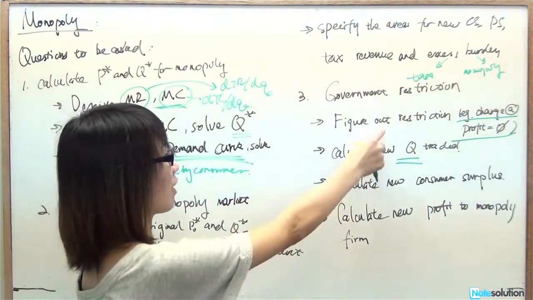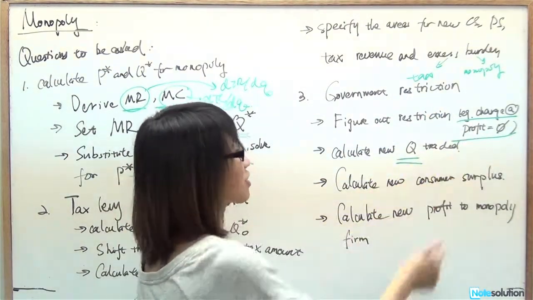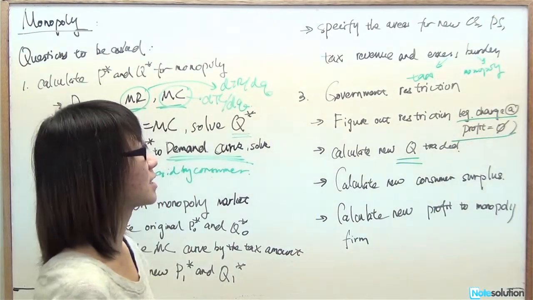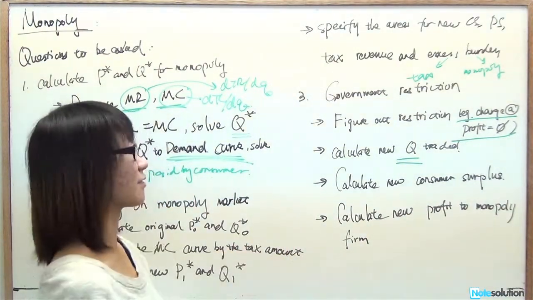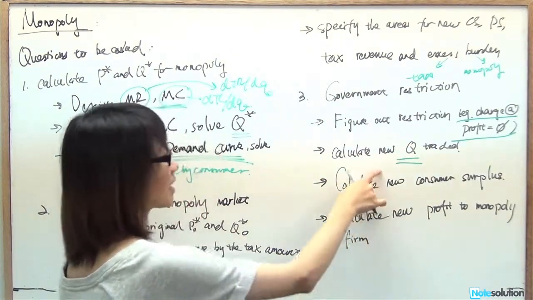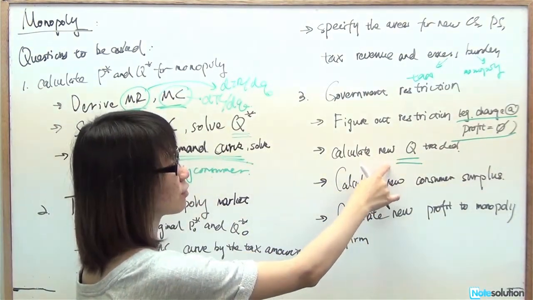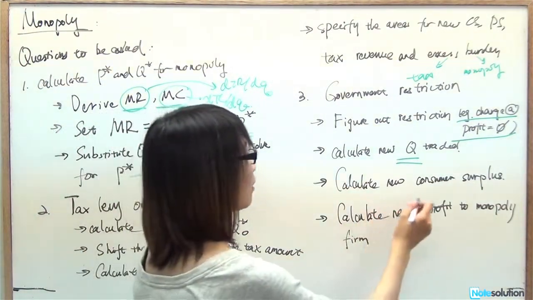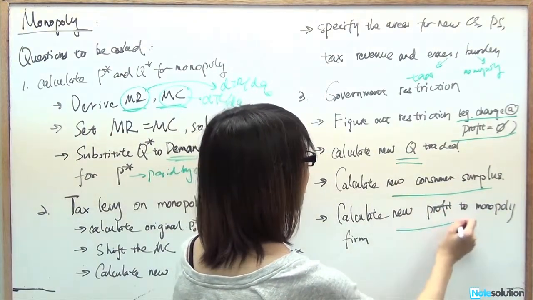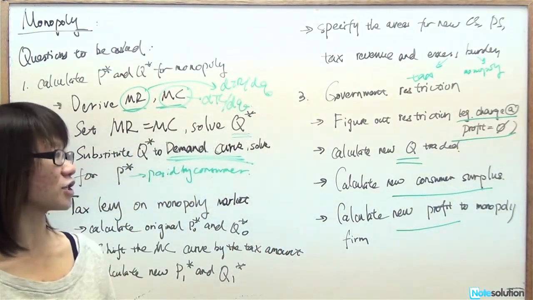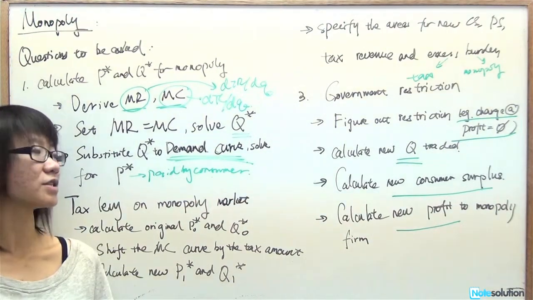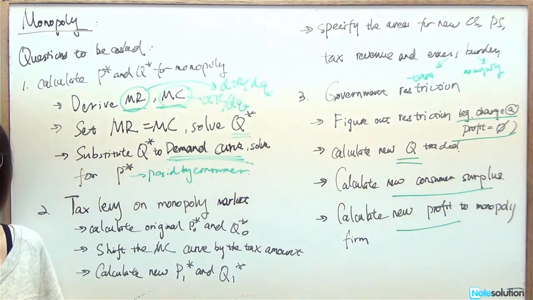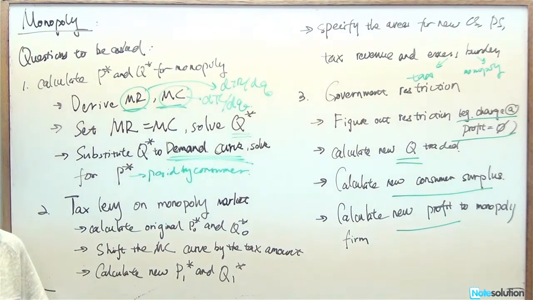Or it may ask you to calculate if the government restriction is to charge at the average cost or at the minimum average variable cost. So it depends on the type of government restriction question. After we calculate the Q, we substitute the Q into the demand curve. After we get all the values, we can calculate the new consumer surplus and the new profit to the monopoly firm. Or you can draw the graph and find the areas, which area specifies the consumer surplus and which area specifies the new profit or producer surplus after the government restriction.